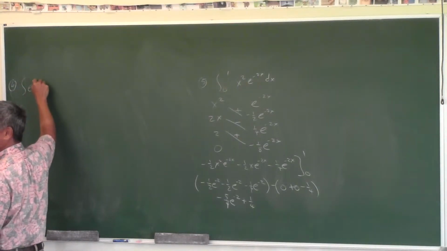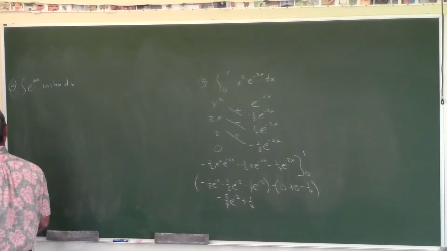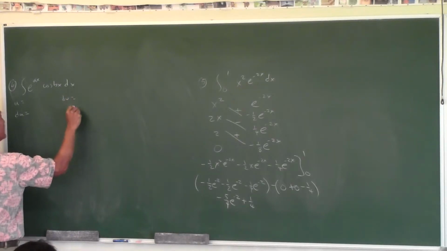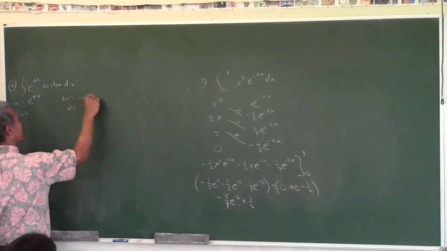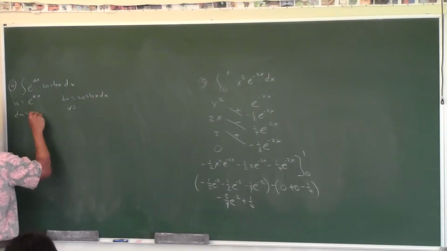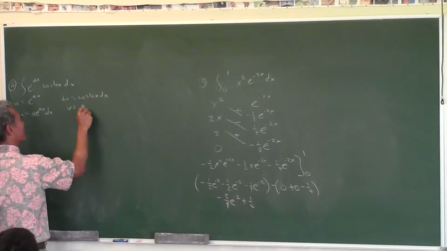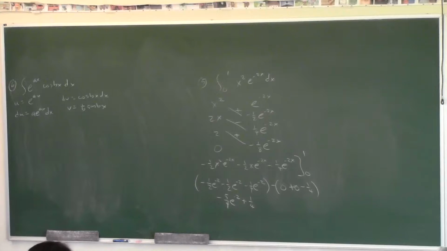Integral e to the ax cosine bx dx. So you know you're going to have to do it twice and bring it over, right? So u, du, dv, v. I'm going to make u equal to the exponential and put the trig function over there. So du becomes a e to the ax dx, and v becomes 1 over b sine bx. We got that?